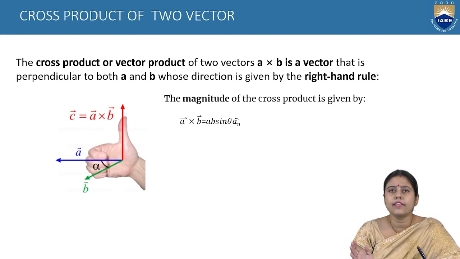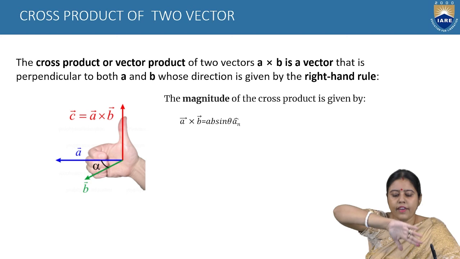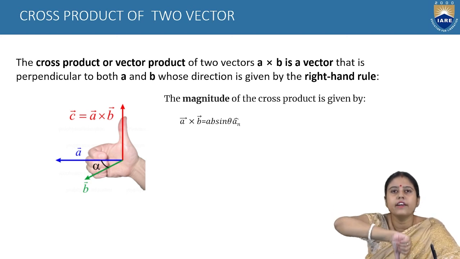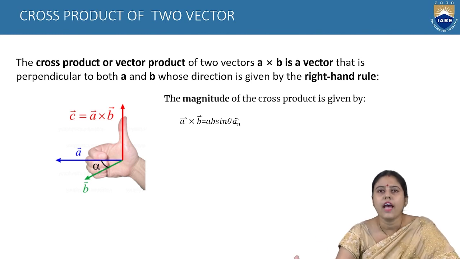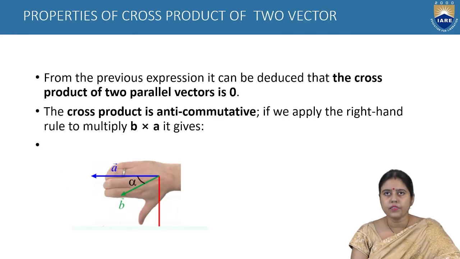Say if we write B cross A, it means from B to A, and B to A means it is going downwards. So we have to check the direction. Direction always follows the right hand screw rule, and here the direction will be on the upward side. And according to the cross product, A cross B equals AB sin theta AN.